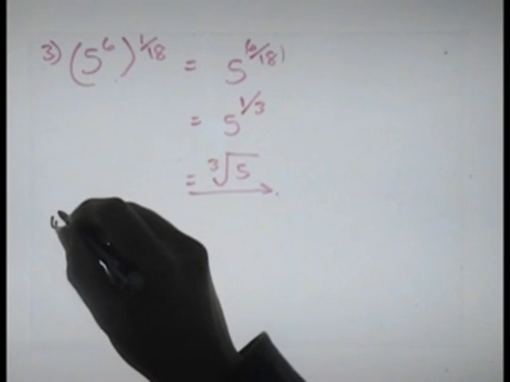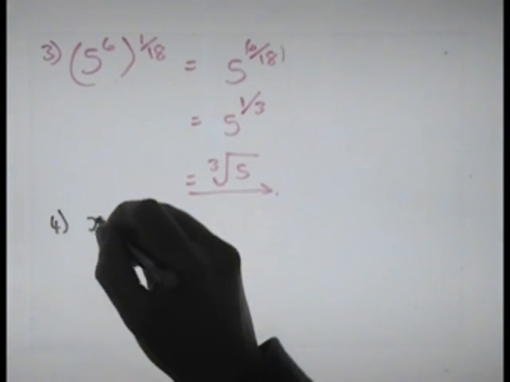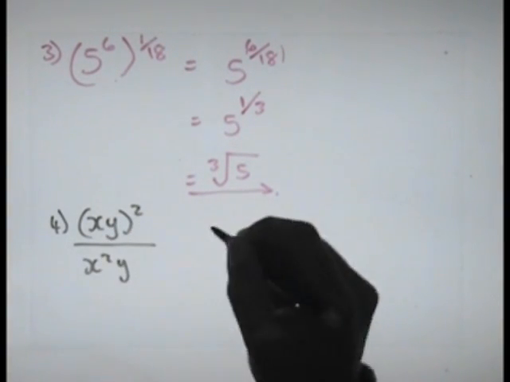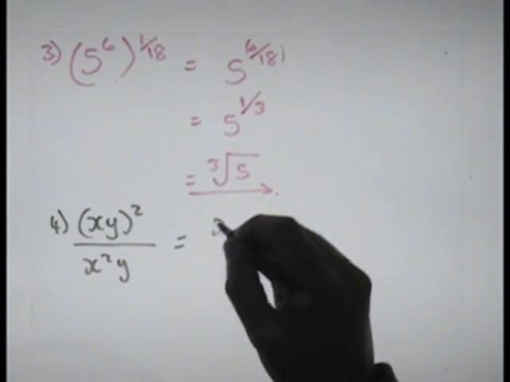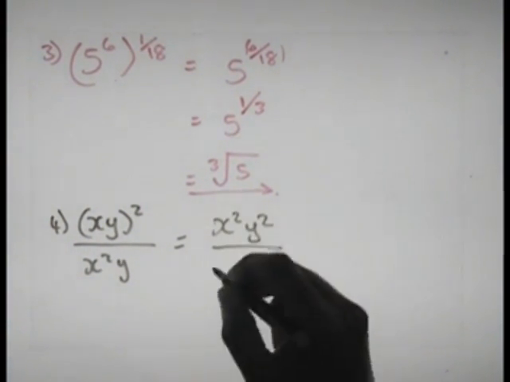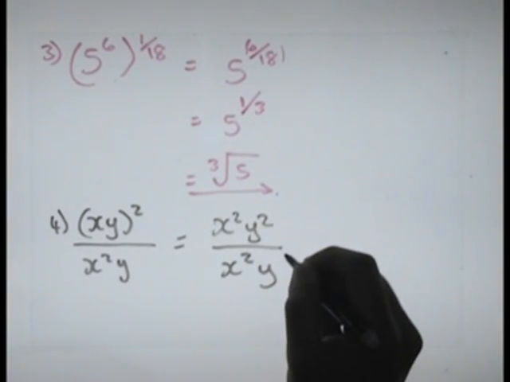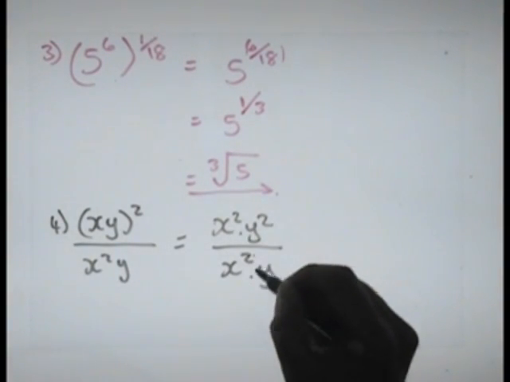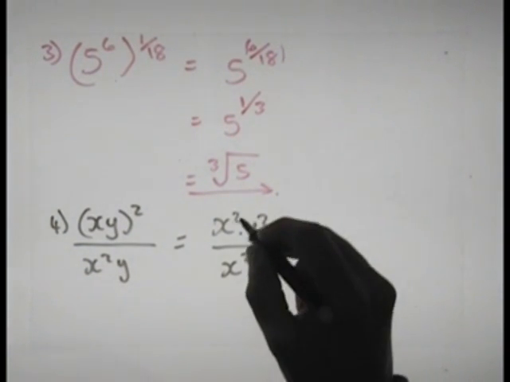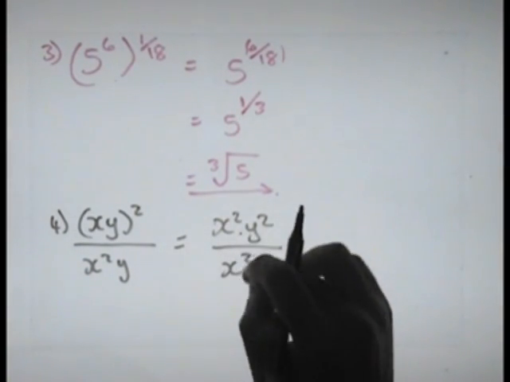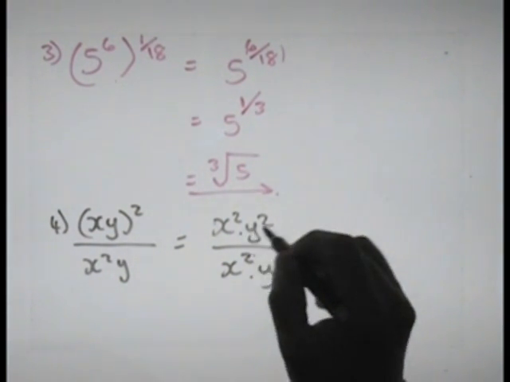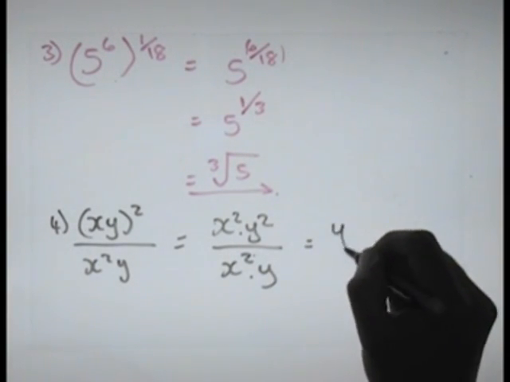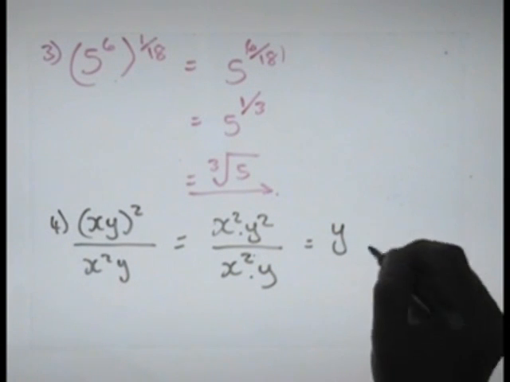The fourth one that I gave you to do read xy squared over x squared y. This is going to become x squared y squared divided by x squared y. X squared at the top and the x squared at the bottom cancel. They can cancel because there's a multiply between the x and the y. If there was a plus or a minus, we cannot cancel it. But because in this case it's multiplication, those two can cancel. Y squared divided by y is equal to y to the power 1 over 1, or just y.